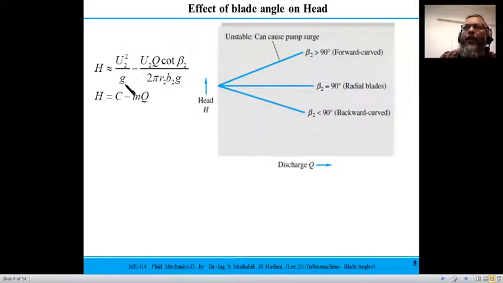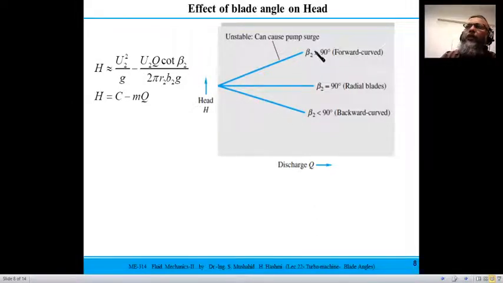So you only end up with one term, that is u square over g. So the head at that point would be u square over g. So for beta 2, when beta 2 is 90, you call such blades radial blades, or you have more possibilities. Beta 2 is an angle which is less than 90. Less than 90 means you have some positive number multiplied by a negative, so you have a negative gradient.